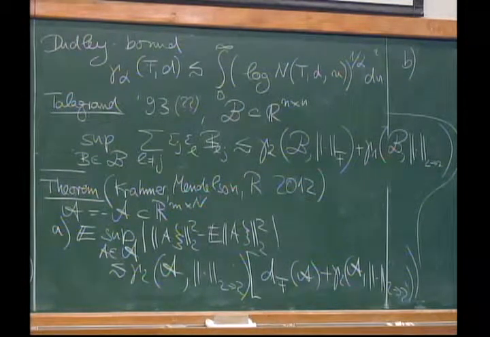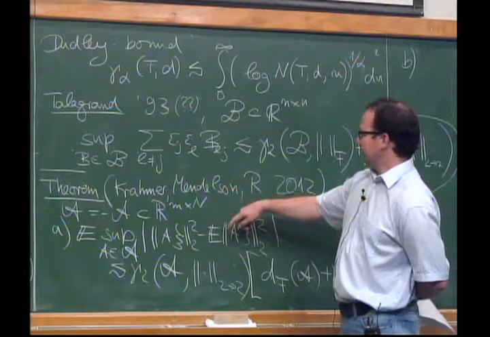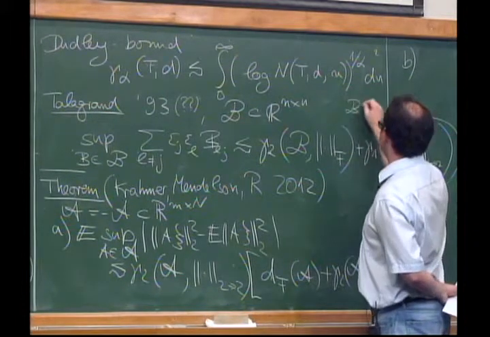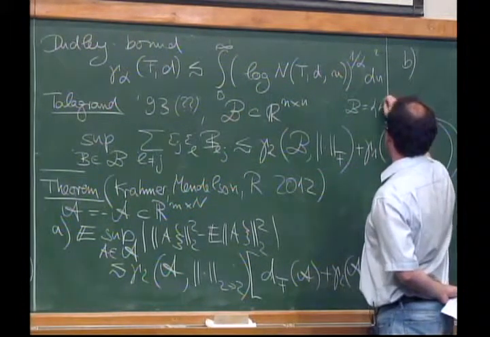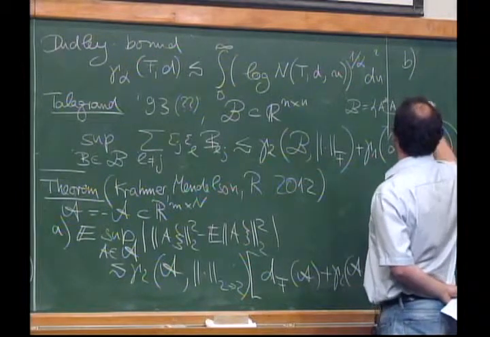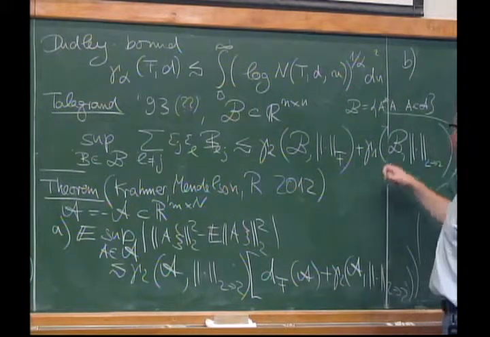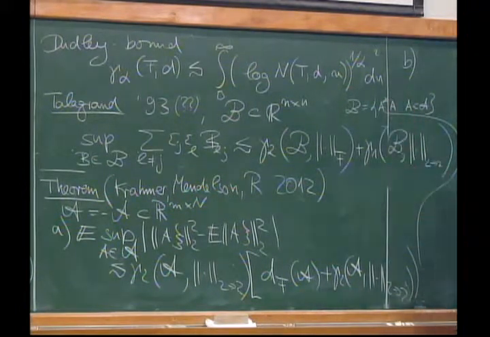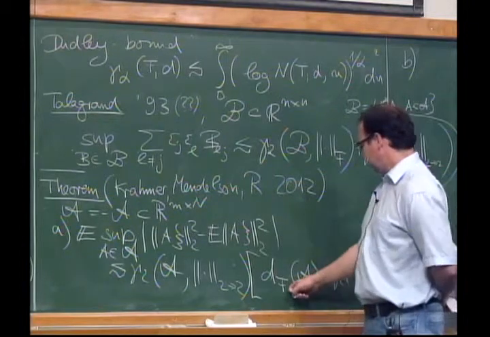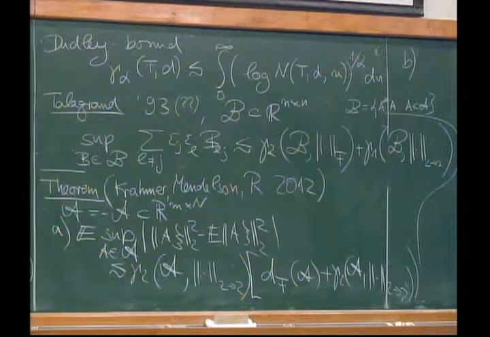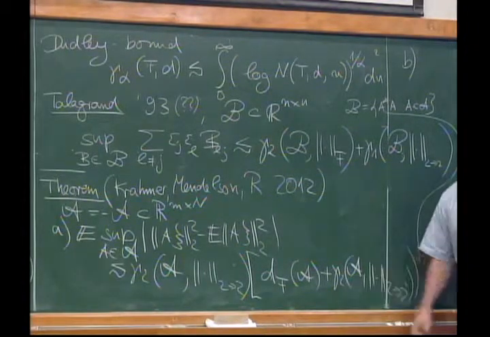You could also apply that theorem here, but then as B you would get the matrices A star A, where A is in the set, and then you would need to bound the gamma 2 functional of B with the gamma 2 functional of A, but this is something you can do. Essentially you get the radius in Frobenius norm times this. But the crucial thing is that we don't have this gamma 1 functional.